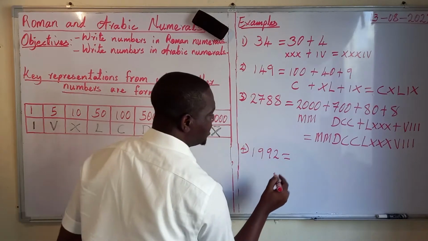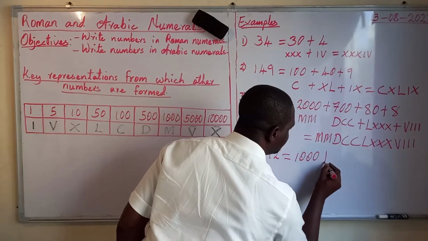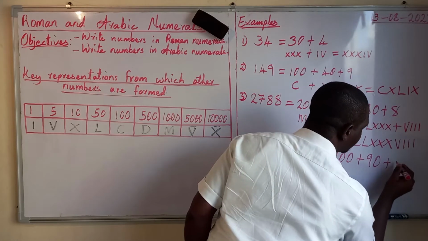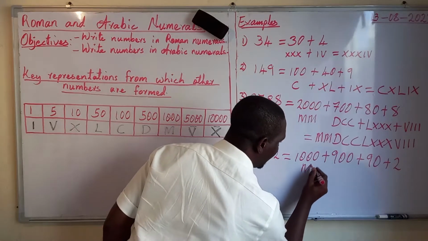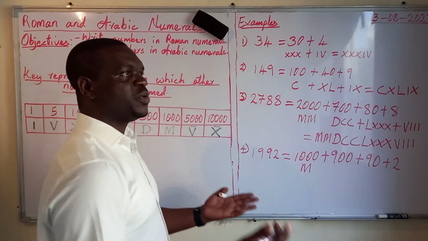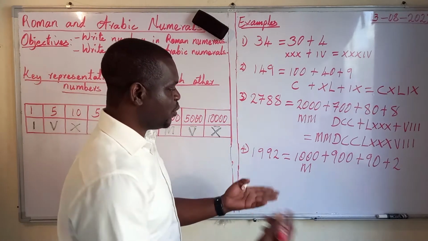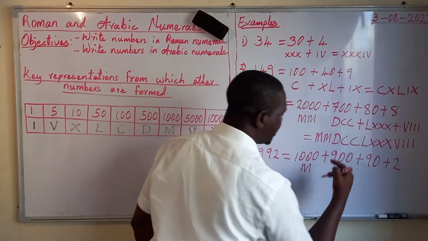1992. Let's break it down: 1000 plus 900 plus 90 plus 2. 1000 is M. 900, you cannot write C 9 times. So what we do, you can easily break it down.